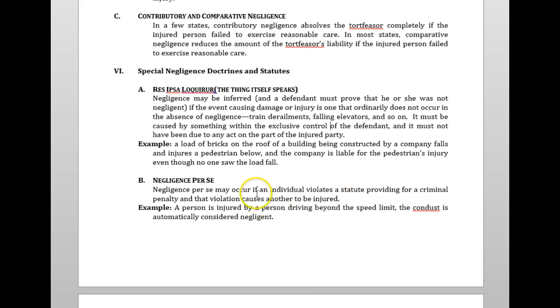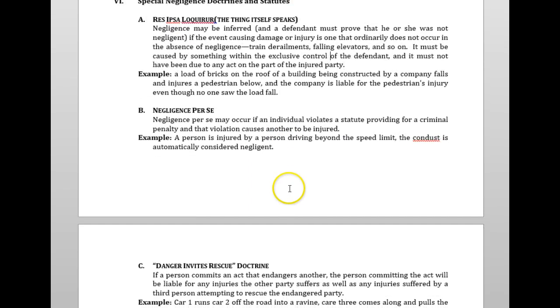There's negligence per se, and that occurs when there's also a criminal statute involved. An example would be a person injured by a person driving beyond the speed limit. The conduct is automatically considered negligence. You don't have to prove it at that point. It is negligence. It comes down to how much of the damages the defendant is responsible for.